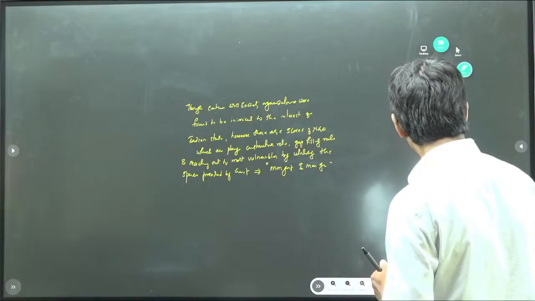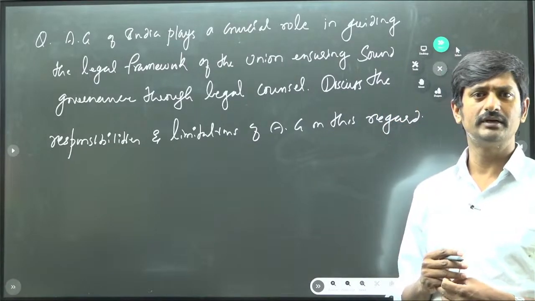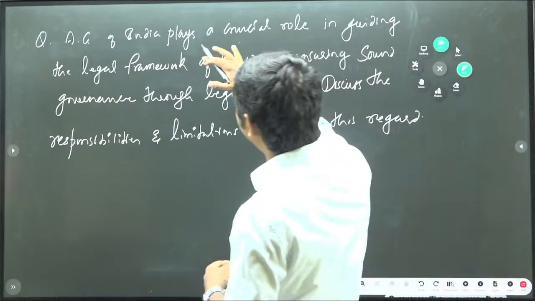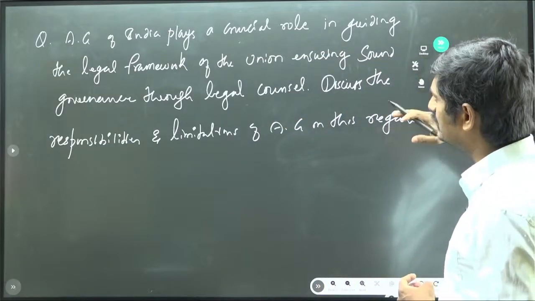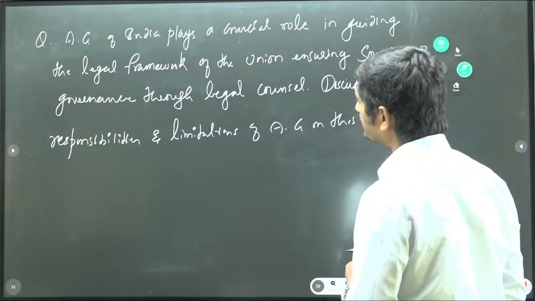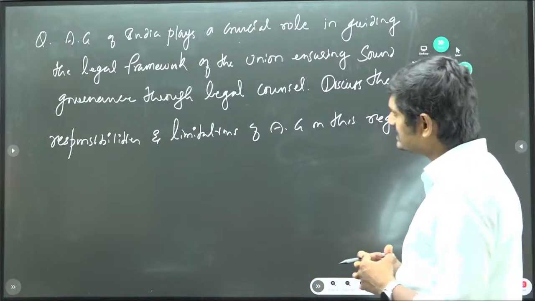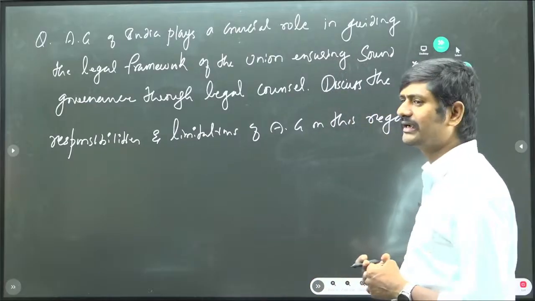Next, let us look at another question of the 2025 Mains paper, General Studies Paper 2. The question is: Attorney General of India plays a crucial role in guiding the legal framework of the Union, ensuring sound governance through legal counsel. Discuss the responsibilities and limitations of the Attorney General in this regard.